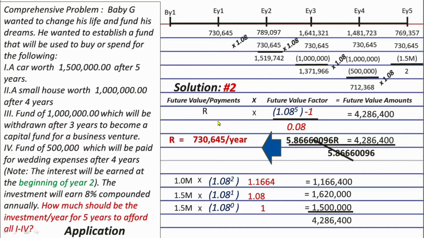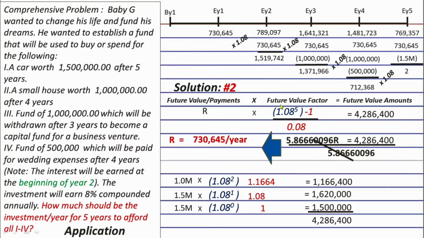So, a little recap again. In the past episodes, I have introduced you to this comprehensive problem where Baby G wanted to invest every end of the year to afford the following. So, we have again a car worth 1.5 million at the end of year 5 and a house worth 1 million at the end of year 4 and a capital fund of 1 million for a business venture at the end of the third year, and lastly 500,000 at the end of year 4 as a wedding fund.